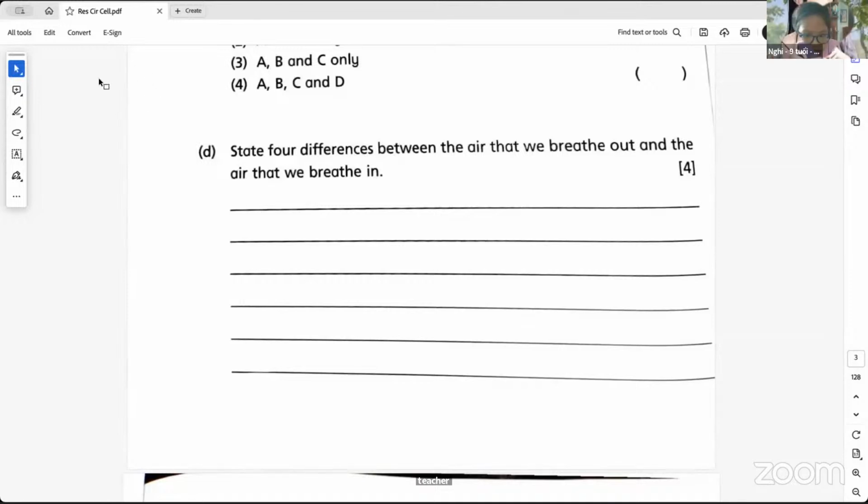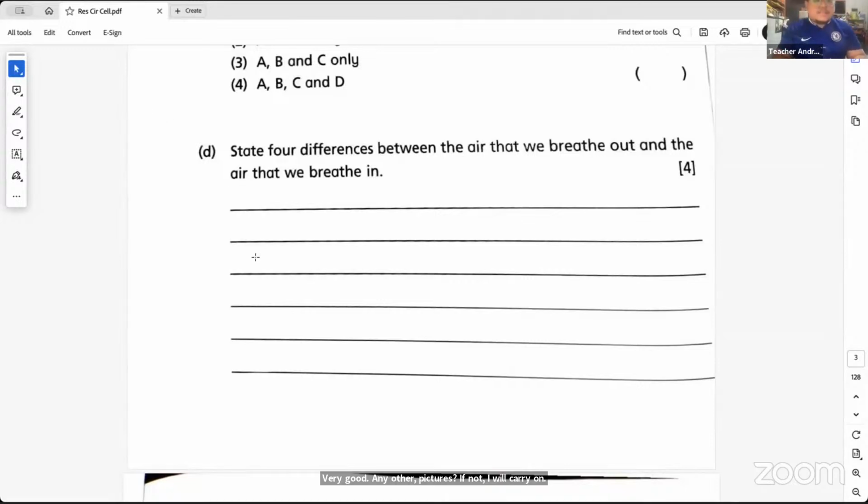All right. Next up, anyone want to answer the question? Yes, Nathan. Give me one difference. The amount of carbon dioxide and other gases increases when we breathe out air. Very good. Thank you very much, Nathan. All right. Next up, yes. Good morning. I think the air that we breathe out is warmer than the air we breathe in. Very good. Any other takers? If not, I will carry on.